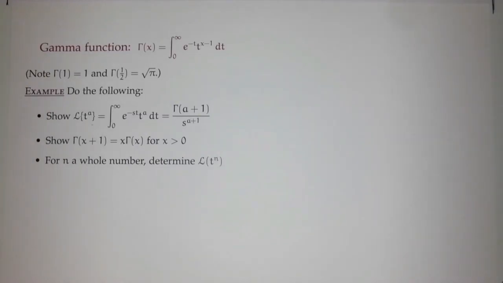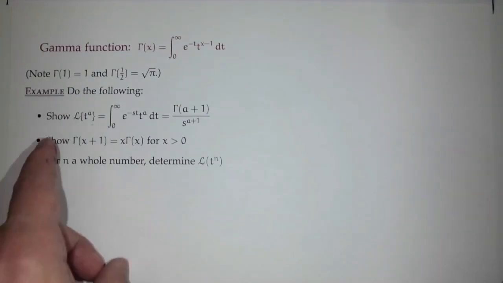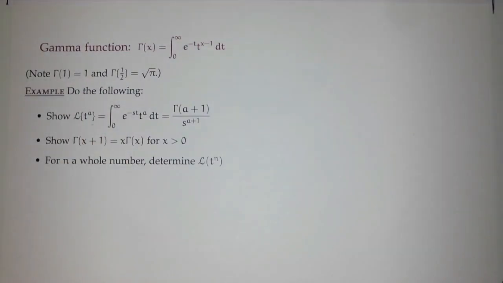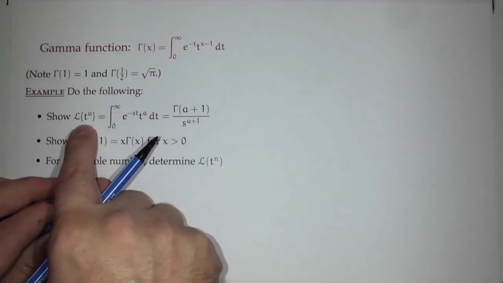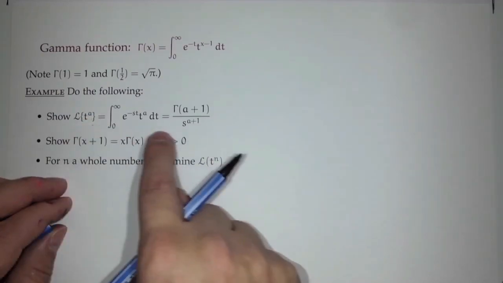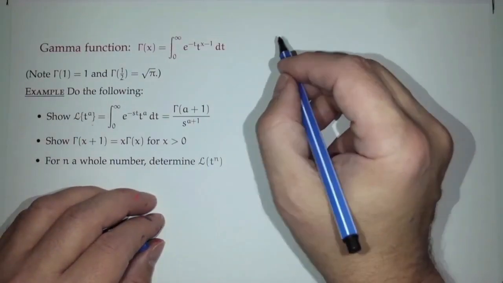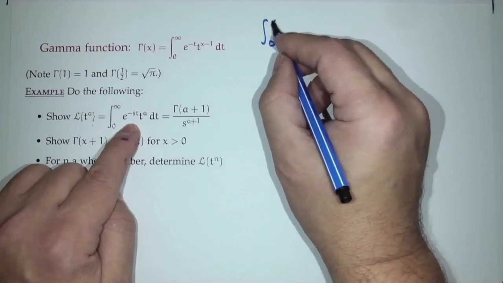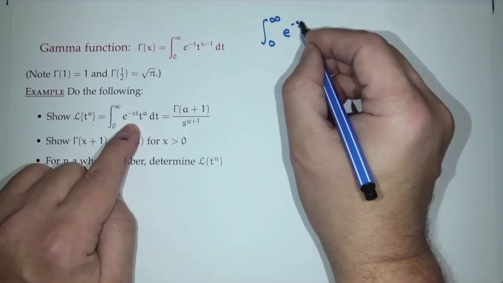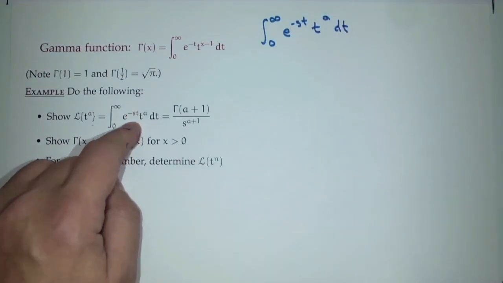Okay. We're going to do a couple of things. So it says do the following. First thing is, let's connect it back to the Laplace transform. So we want to show that the Laplace transform of t to the power a is related to the gamma function. Okay, so that's not so bad. We start with what the Laplace transform of t to the a is. They even wrote it down for us. That's so cool.